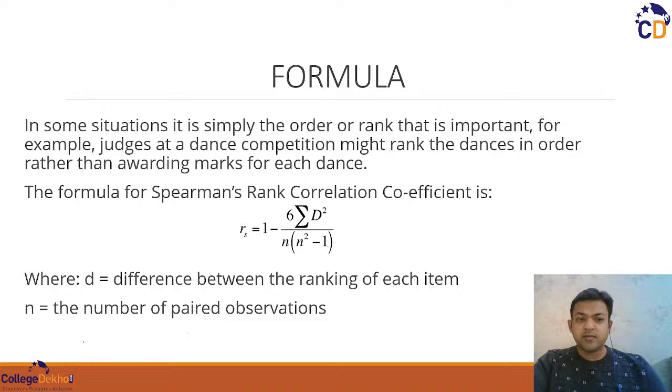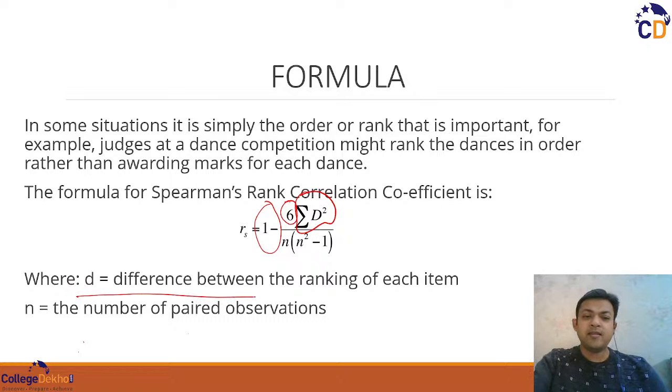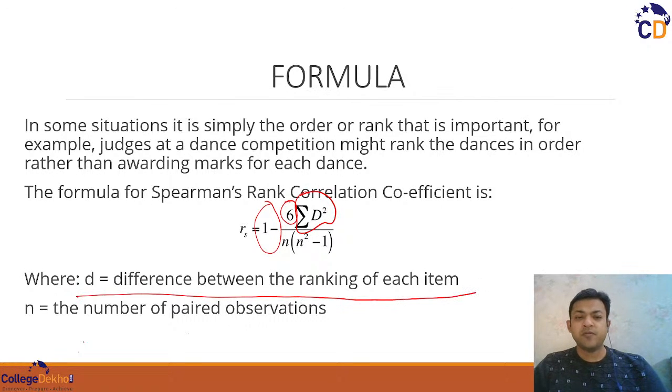Note that the formula of rank correlation is 1 minus 6 times the summation of d square, divided by n(n square minus 1), where d is the difference between the rankings of each item. We'll come to the details in a couple of minutes. And n is the number of paired observations.